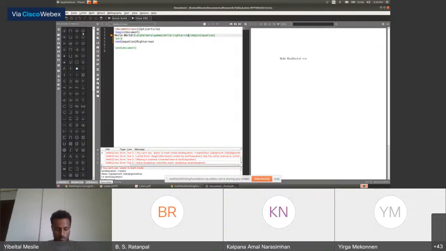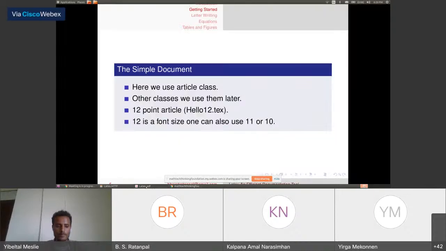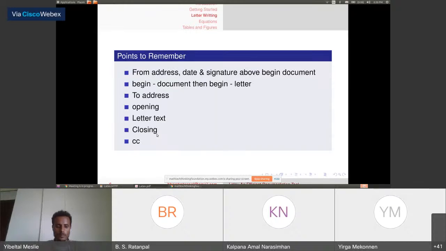Intersection and union, and all these are not part of LaTeX, but these are the facilities provided by this particular text editor. Okay. Now let me close this and let us go back to our LaTeX document format.